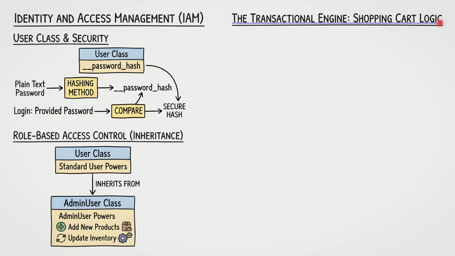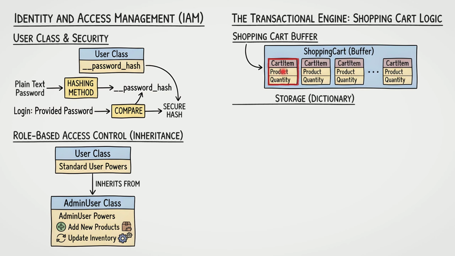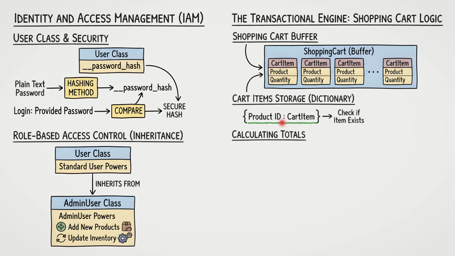Moving over to the transactional engine, let's talk about the shopping cart logic. The shopping cart acts as a buffer where items sit before checkout. Inside this buffer, we store multiple cart item objects which hold the specific product and its requested quantity. To track these items efficiently, we use a dictionary for storage. The key for this dictionary is the product ID.